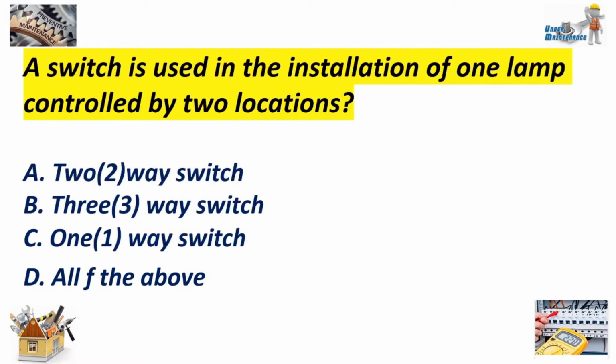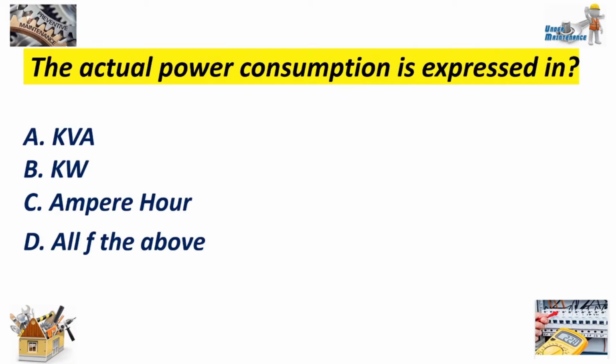A switch used in installation of one lamp controlled by two locations: A. Two-way switch. B. Three-way switch. C. One-way switch. D. All of the above. Answer: B. Three-way switch. The actual power consumption is expressed in: A. kVA. B. Kilowatt. C. Ampere hour. D. All of the above. Answer: B. Kilowatt.